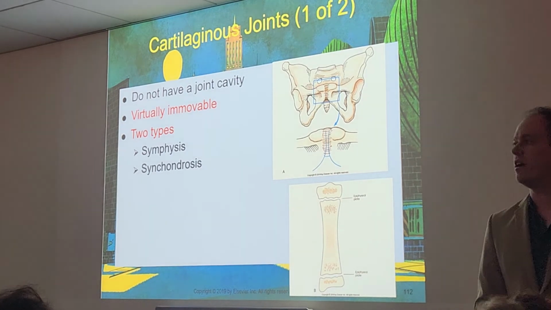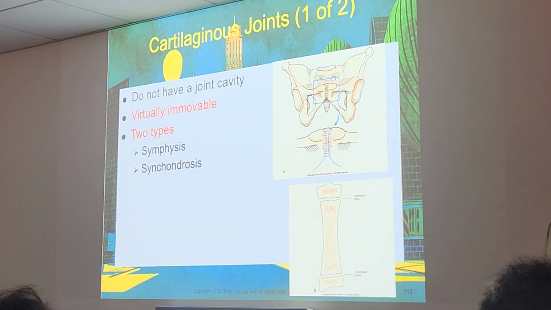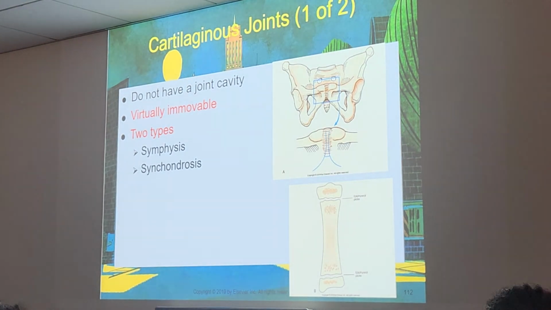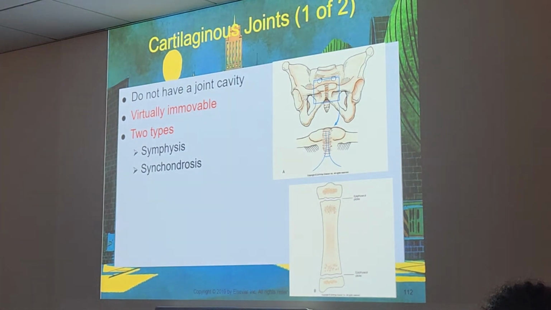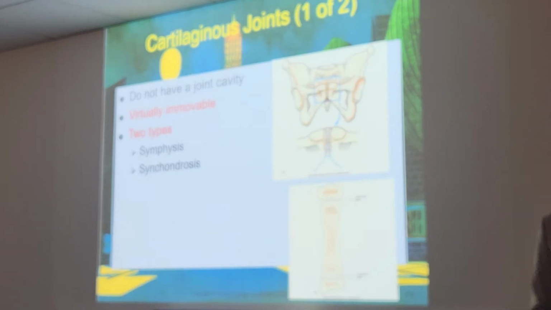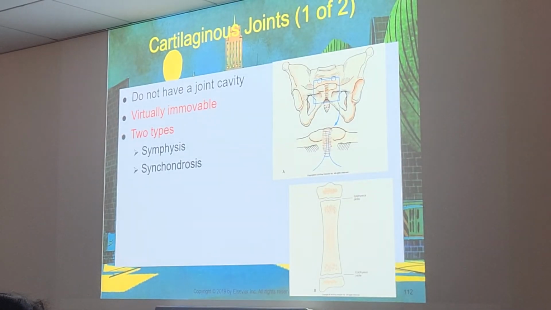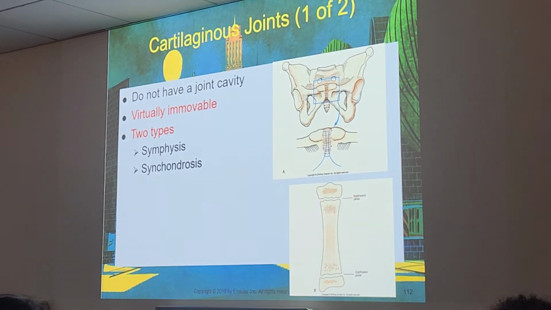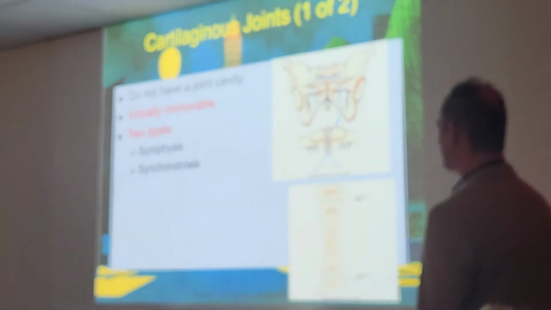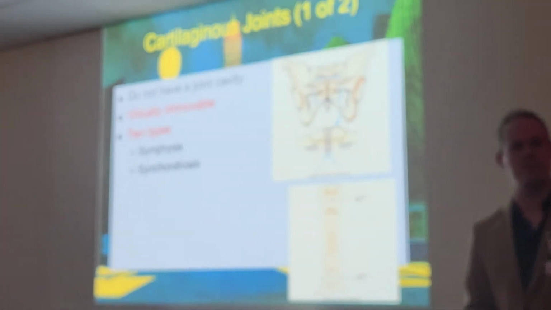All right, next category are cartilaginous joints. They do not have a joint cavity either. So those first two categories, the fibrous and cartilaginous, share the fact that they do not have joint cavities. They are virtually immovable, and we have two categories found in the cartilaginous joints. We have the symphysis and the synchondrosis joints. And there are two examples right there in those pictures.